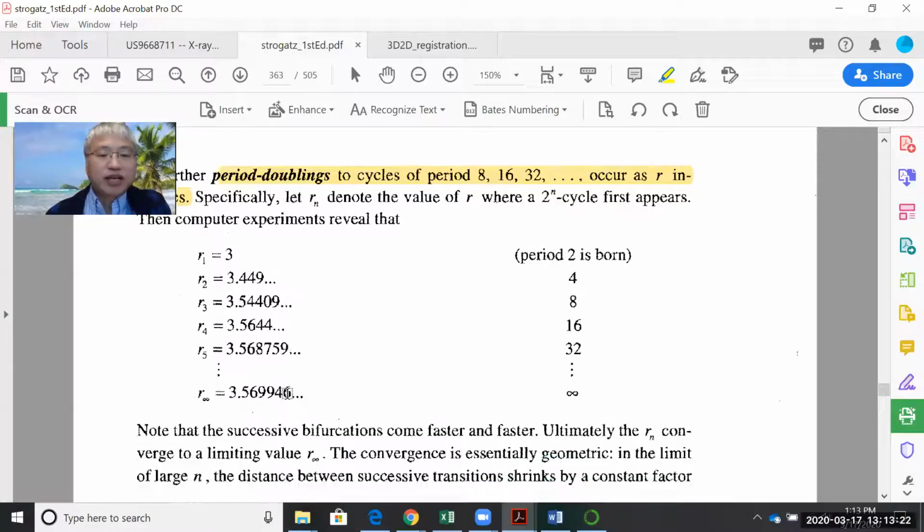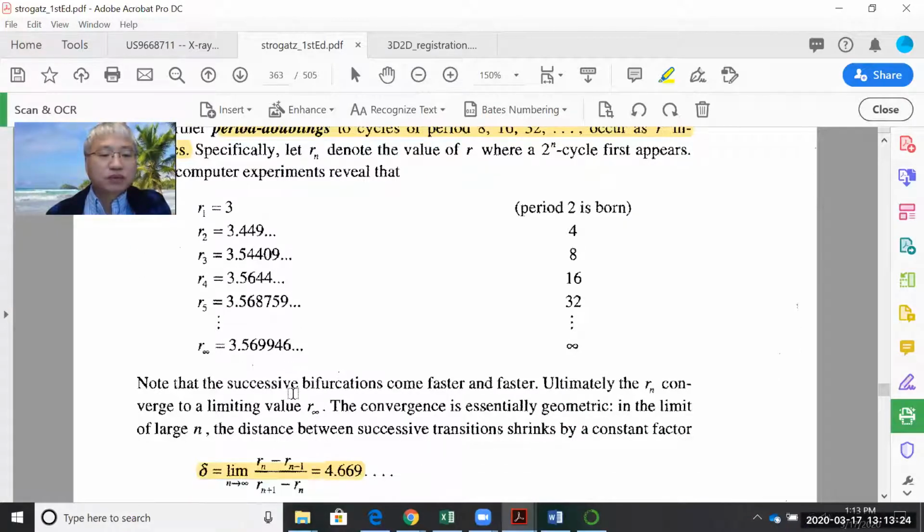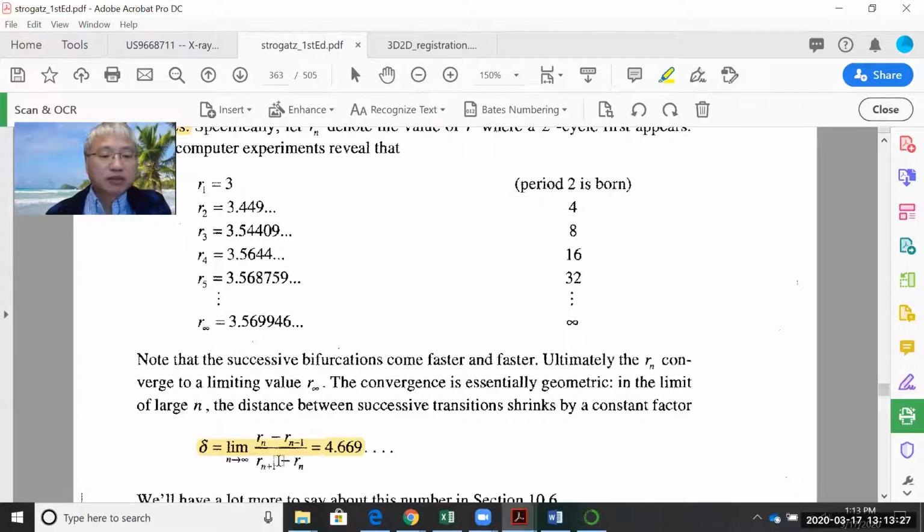In fact, if you take the ratio of the differences between successive period doublings, from one period doubling to the next, this ratio approaches a constant value of 4.66. That means the interval between these values is getting smaller by a factor of 4.66. Therefore, it geometrically converges to this r infinity value, 3.569946. At this point, the period becomes infinite.